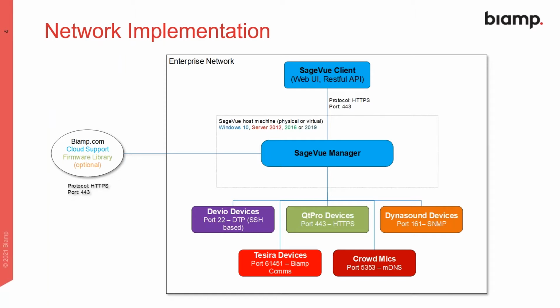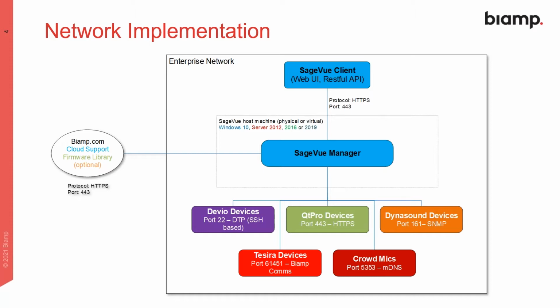Taking a step back, here is a high-level overview of the network hierarchy involved with SageVue. When you're downloading and installing SageVue, the heart of this is the SageVue manager there in the center. That's a service running on the Windows machine, and the SageVue manager goes out on the network and talks to all the various product families that SageVue supports, each having their own ports and protocols they need to utilize. That all gets funneled down to the SageVue manager, and all that information is filtered, parsed out, and presented to you via the web UI, or again available via the RESTful API.